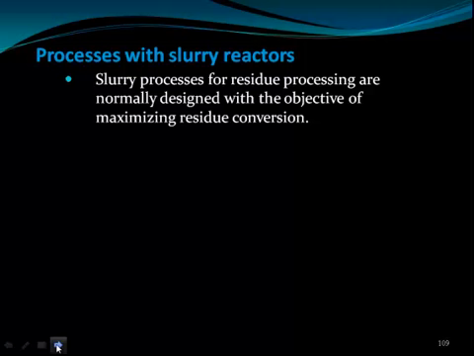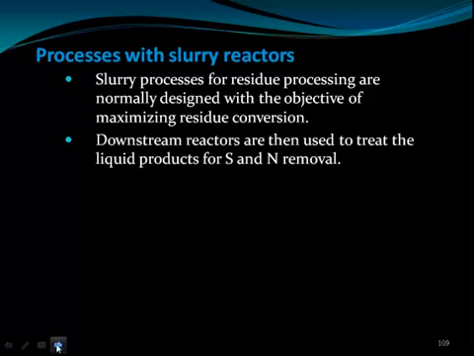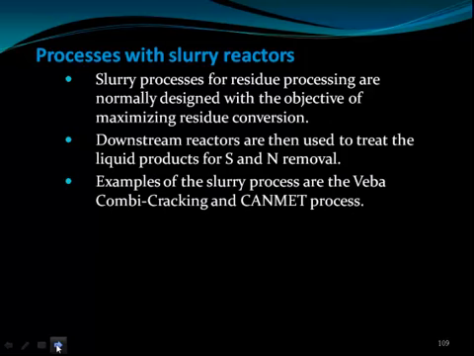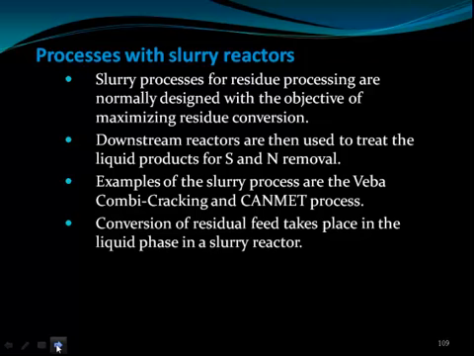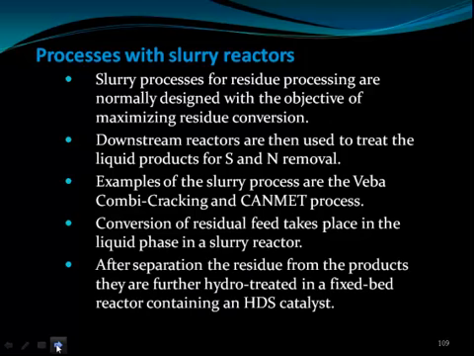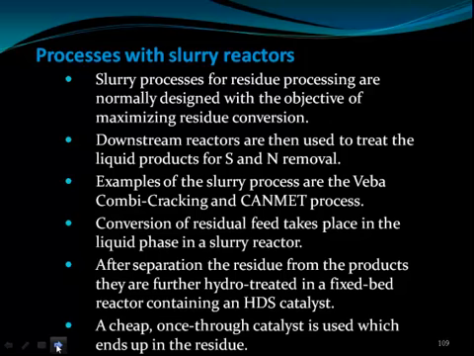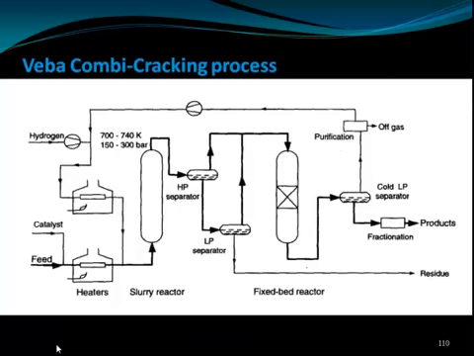Slurry processes for residue processing are normally designed with the objective of maximizing residue conversion. Downstream reactors are then used to treat the liquid products for sulfur and nitrogen removal. Examples of the slurry process are the Veba Combi Cracking and CANMET processes. Conversion of residual feed takes place in the liquid phase in a slurry reactor. After separating the residue from the products, they are further hydrotreated in a fixed bed reactor containing an HDS catalyst. A cheap one-through catalyst is used, which ends up in the residue.